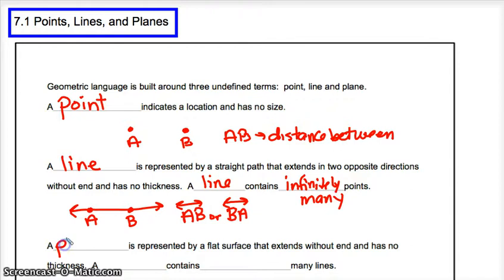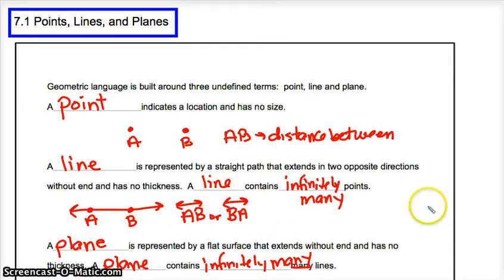Lastly, we've got a plane. A plane is represented by a flat surface that extends without end and has no thickness. It contains infinitely many lines. I like to think of a plane as kind of like a piece of paper, right? It's that flat surface, and you can draw points and lines all on that paper.